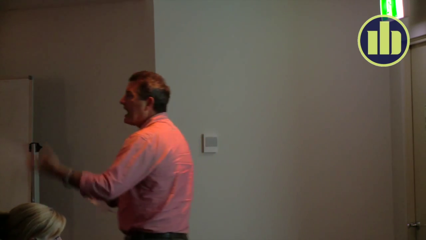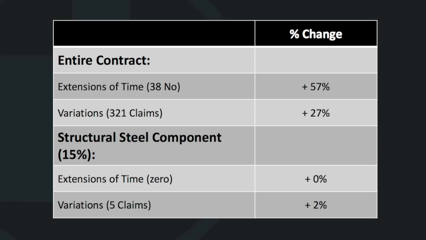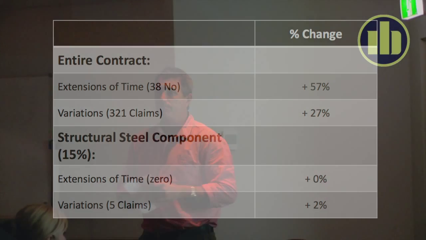So where we want to head is to where there's more certainty. The structural steel side of things had no delays, and it had just 5 variation claims that were all resolved before he started construction. So the costs that were there were minimal, they avoided rework and that type of thing.